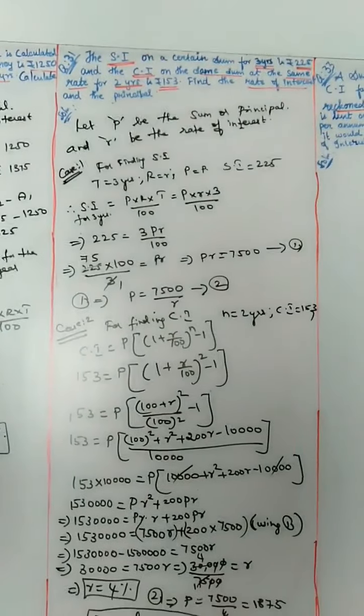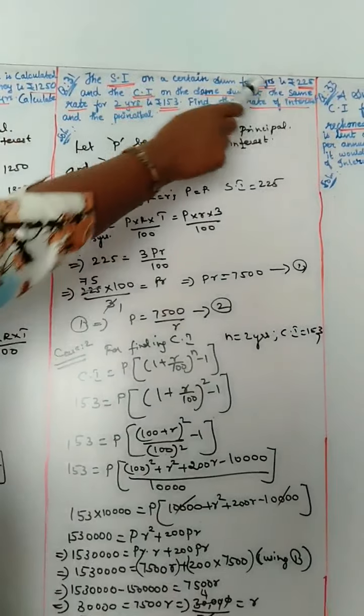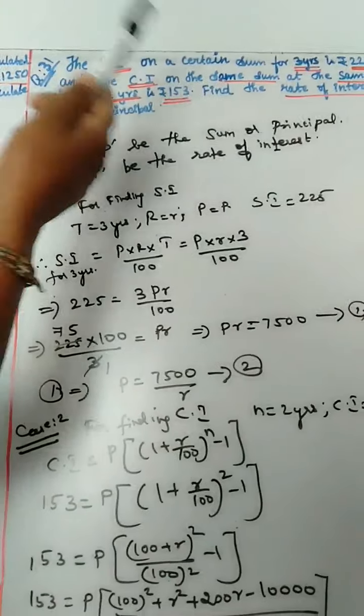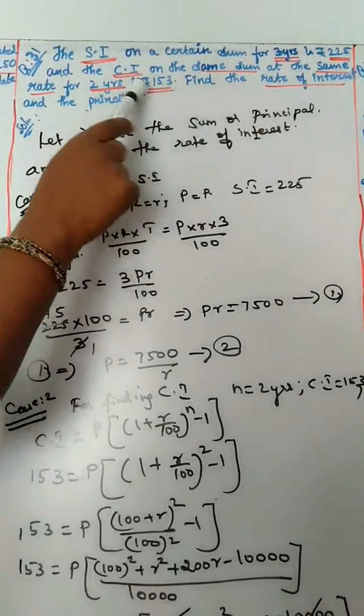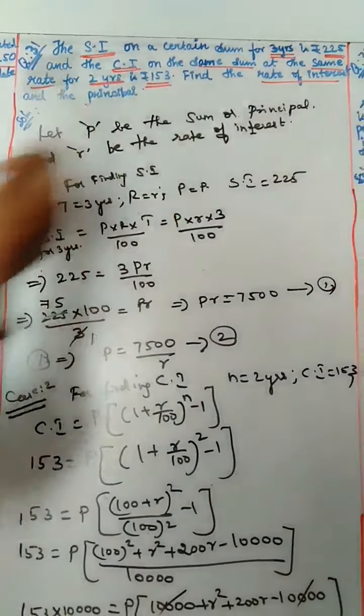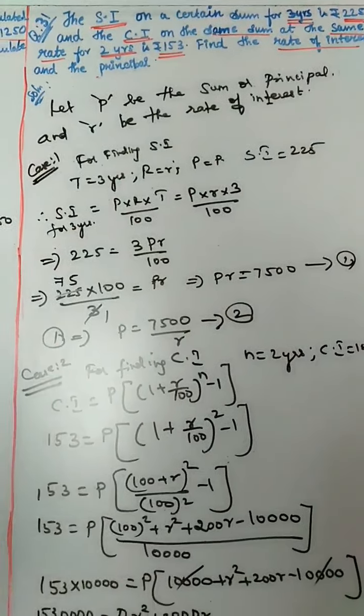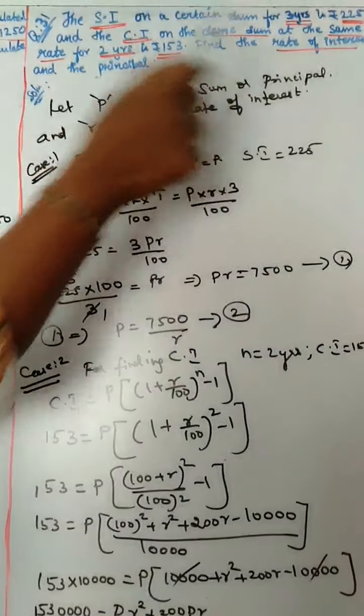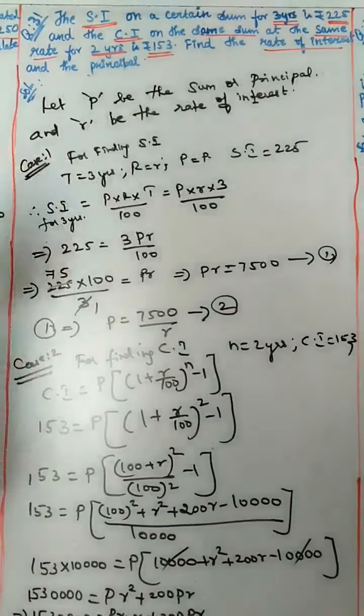Once again, explain this sum. In this question, SI for 3 years is given as 225, CI for 2 years with the same sum and rate of interest is given as 153. We want to find the rate of interest on the principal, right? So let us assume that P is the sum of the principal and R is the rate of interest.